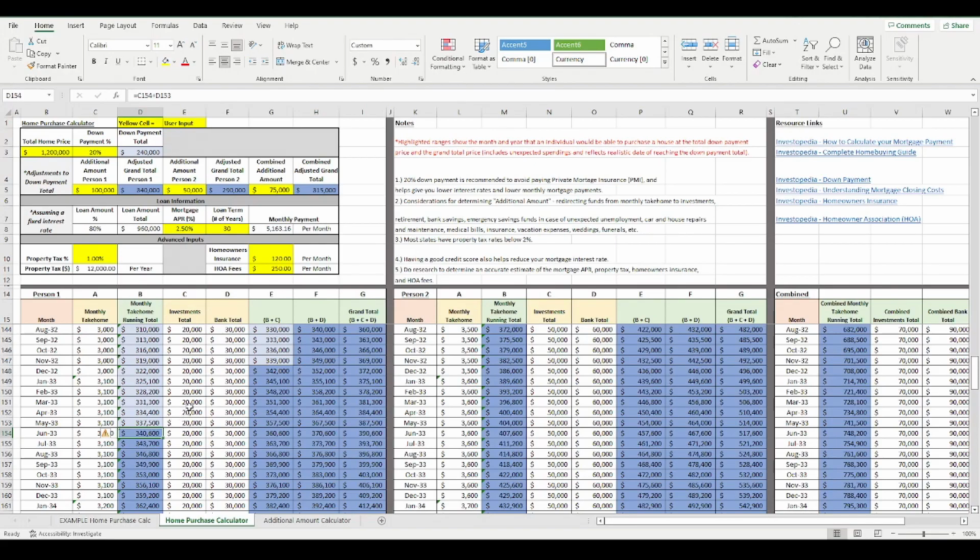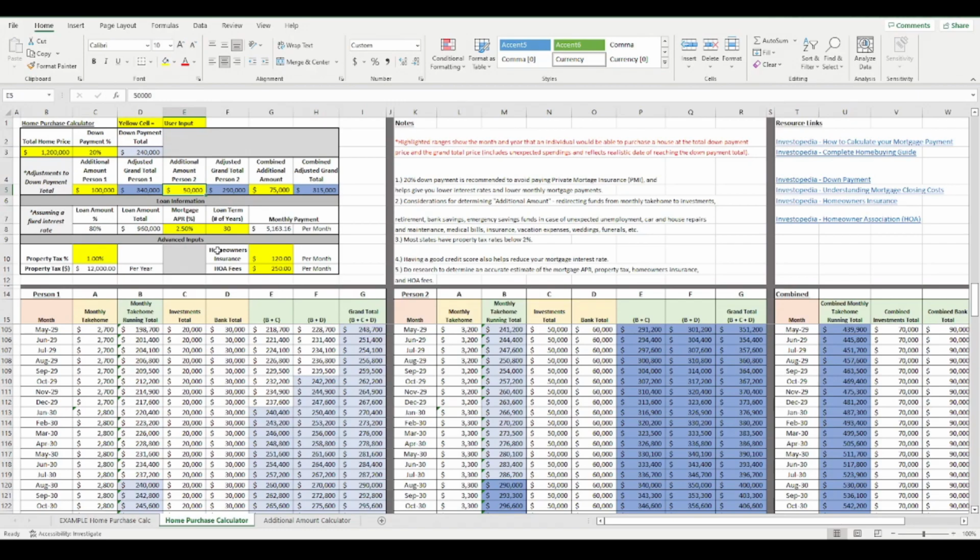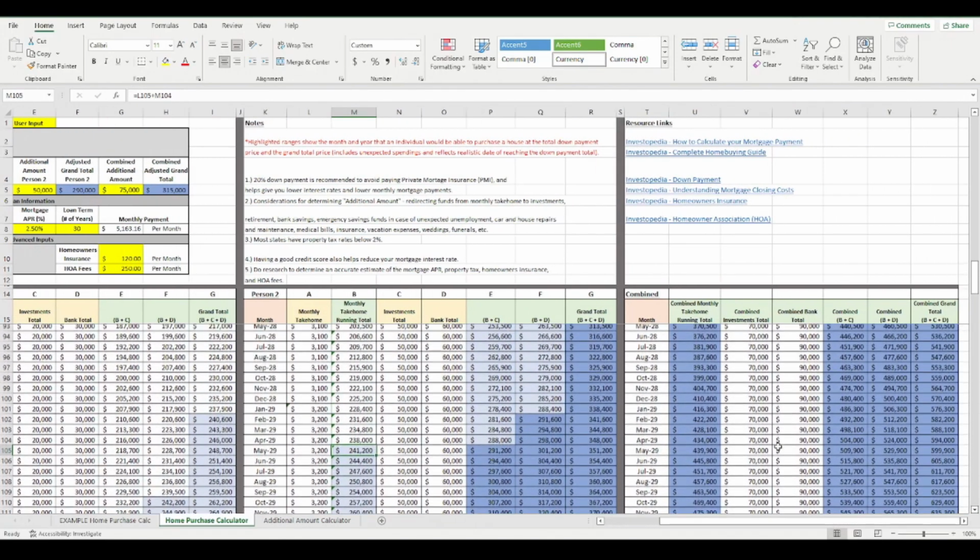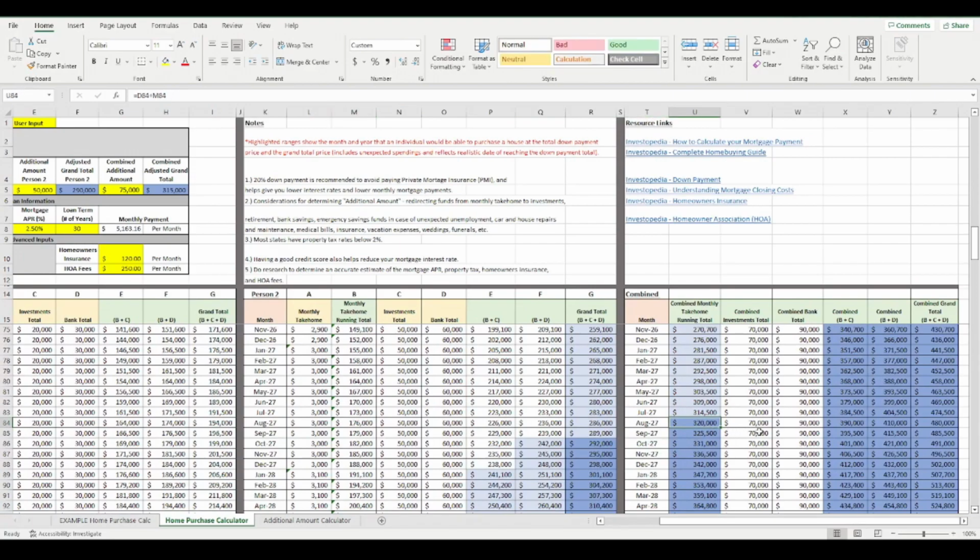The same logic is applied for person 2's table. Person 2 would be able to realistically buy a home by August of 2030 after considering the unexpected expenses from the additional amount. Remember, this additional amount will be based on the unexpected spendings between now and the date that person 2 would reach the down payment date. In this case, it will be a time span of 7 years. 2029 minus 2022.